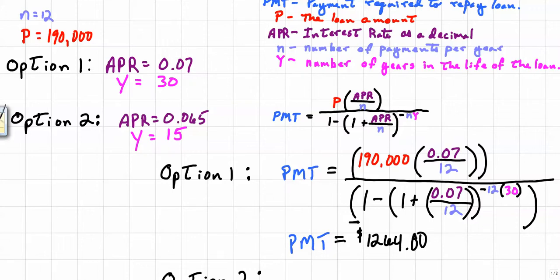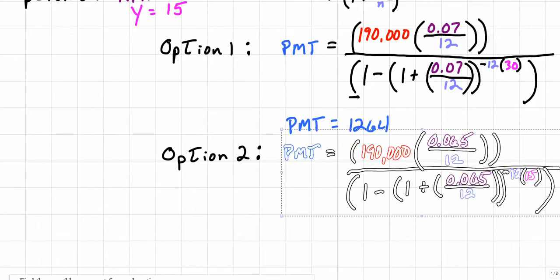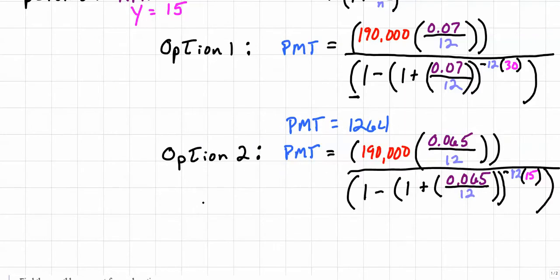Okay, now we're going to go with option number 2. Once again, I'm going to go ahead and write everything down so that I've got it all spread out. I have payment is equal to $190,000, but notice that the APR is now 0.065 and N is now 12. Or I mean, it's still 12. I meant Y is now 15.